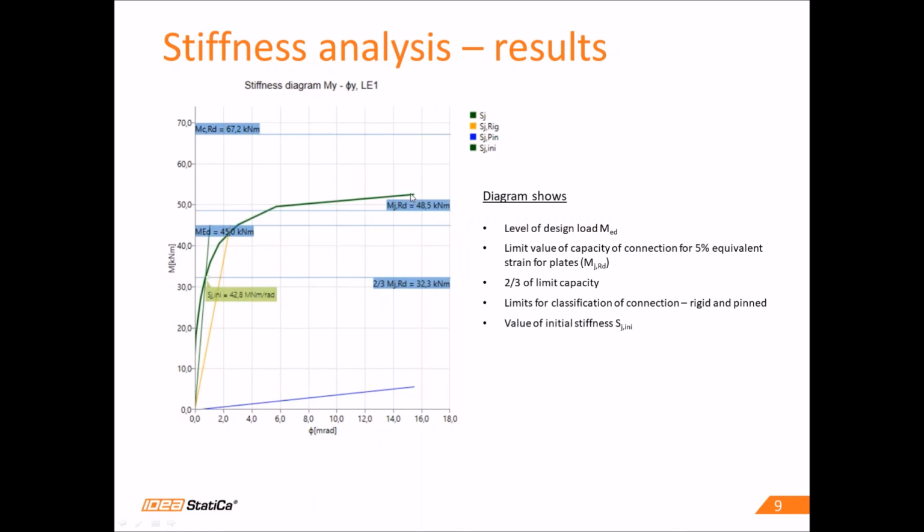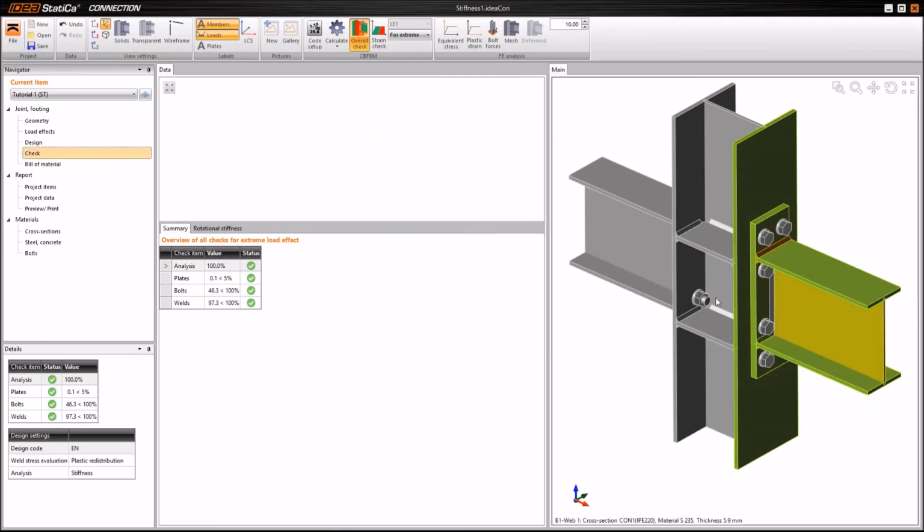At the intersection of this green curve and this limit, we receive a point, and we can use this point to define the line. And the tangent of this line is our value of initial stiffness. I hope that our example is ready.